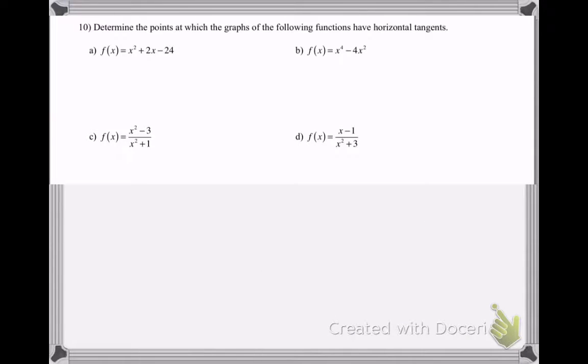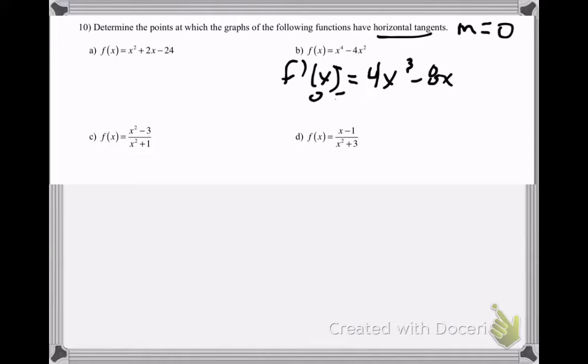Now let's talk about horizontal tangents. As we said before, if we're talking about a tangent line that's horizontal, well, what's the slope of a horizontal line? The slope of a horizontal line is 0. So essentially, we are taking the derivative, setting it equal to 0, and figuring out at what points the derivative is going to be 0 on this curve. So we'll start out with b, a nice polynomial. The derivative of that is going to be, with our power rule, 4x cubed minus 8x. We'll set that equal to 0.